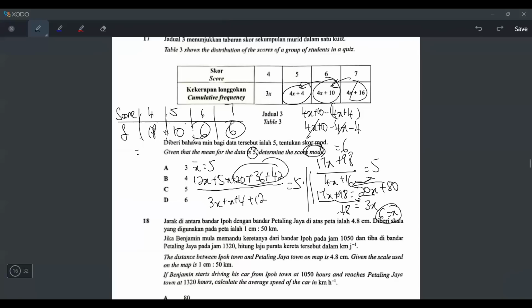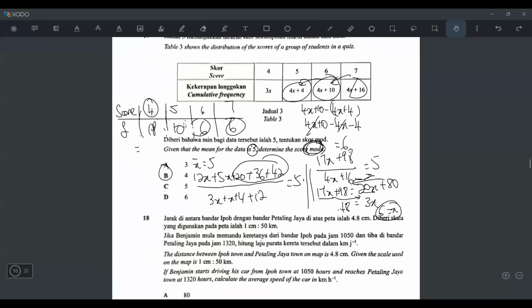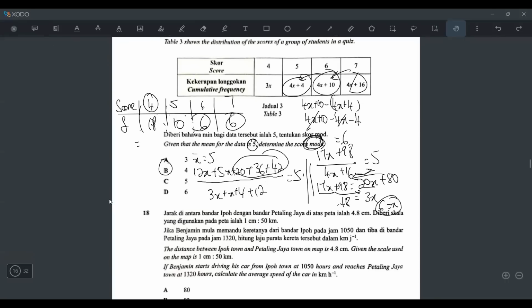And now what they want is the mode. Mode means the score with the highest frequency. So 18, 10, 6, 6. Obviously the highest frequency is 18. But the mode is not 18. It's the score with the highest frequency. So 4 should be the answer. Because that's what mode means: the most popular, or the score that the most people got. So that's how you do it.